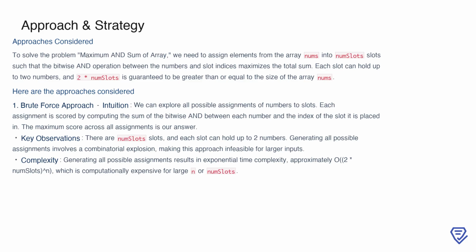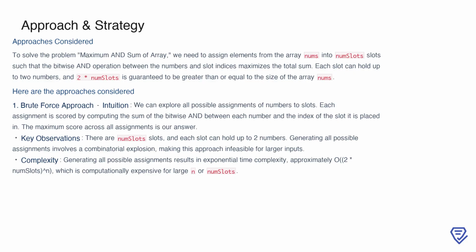To tackle the problem of maximizing the AND sum of an array, we need to strategically assign elements from the array nums into a set of slots, called numSlots. Each slot can hold up to 2 numbers, and our goal is to maximize the sum of the bitwise AND operation between each number and the index of the slot it is placed in. This setup leads us to evaluate different approaches.